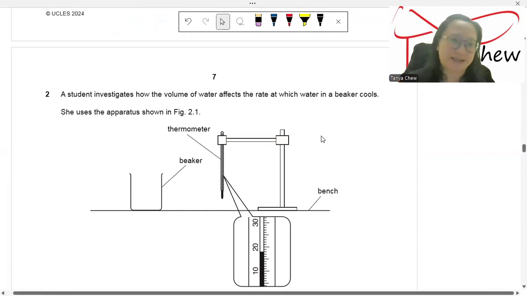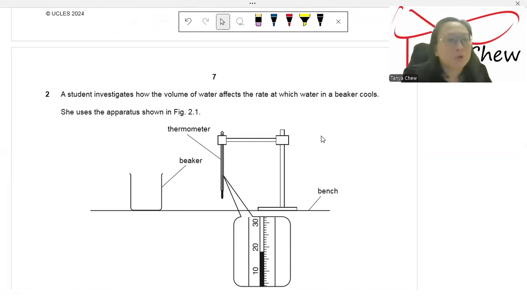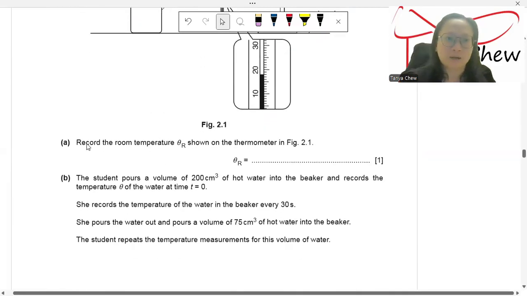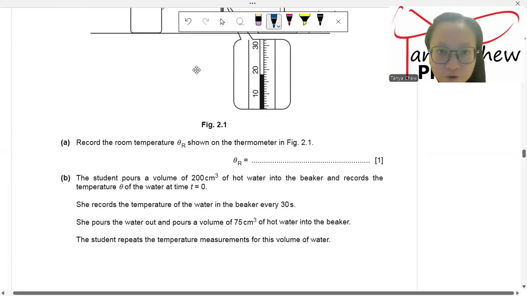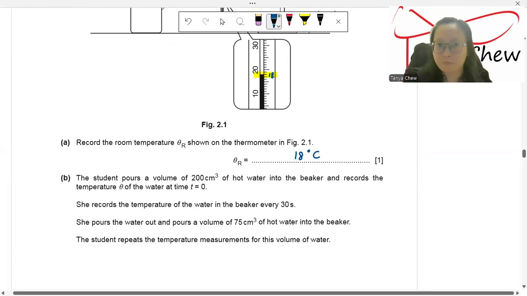Now we move on to the second question. A student investigates how the volume of water affects the rate at which water in a beaker cools. She uses the apparatus shown in Fig 2.1. A, record the room temperature theta R shown on the thermometer in Fig 2.1. Now you see here, this is 10, 11, 12, 13, 14, 15, 16, 17, and this is the one. You have to take your reading here. This is 18. So 18 degrees Celsius. Remember the unit of the temperature.